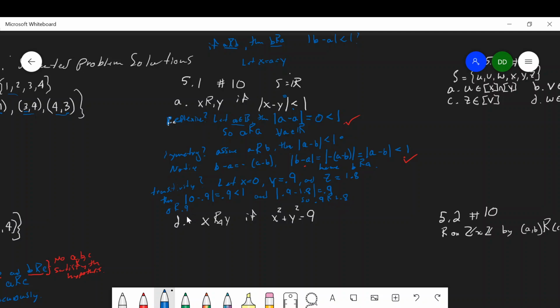So I have 0 is related to 0.9, and 0.9 is related to 1.8. If this were transitive, I should get that 0 is related to 1.8. However, let's compute their distance, 0 minus 1.8. Well, that's a distance of 1.8, which is not less than 1. And so 0 is not related to 1.8. Hence, it's not transitive.